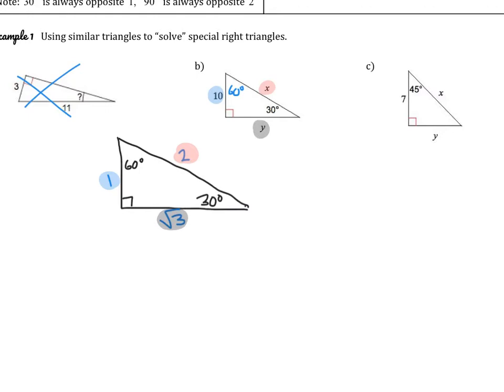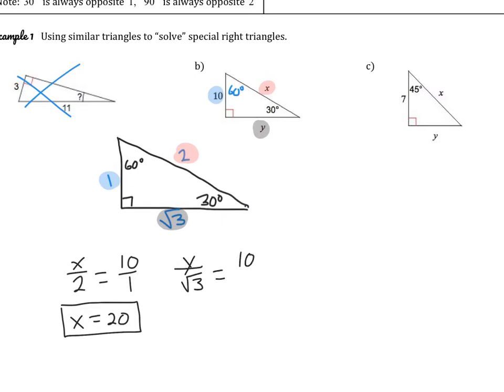So we can start with x over 2. We'll solve for x first. We can say x over 2 equals, and then we need to set it equal to a ratio where we know both values, so it will be 10 over 1. And then if I multiply by 2 on both sides, we get x equals 20. And we can do the same thing to solve for y. So we can say y over square root of 3 equals 10 over 1. We multiply both sides by square root of 3, and we get y equals 10 times the square root of 3. And there you have it.